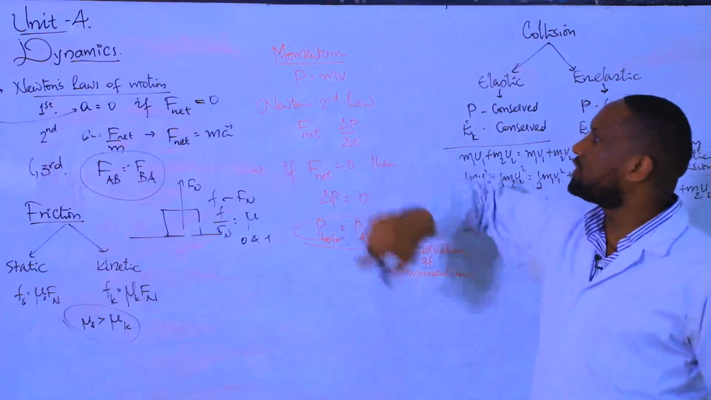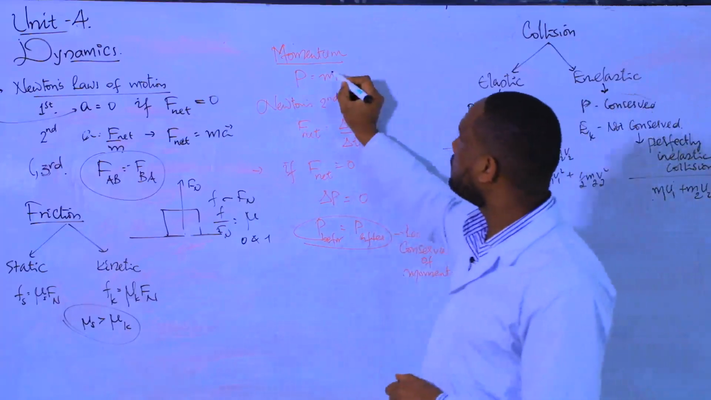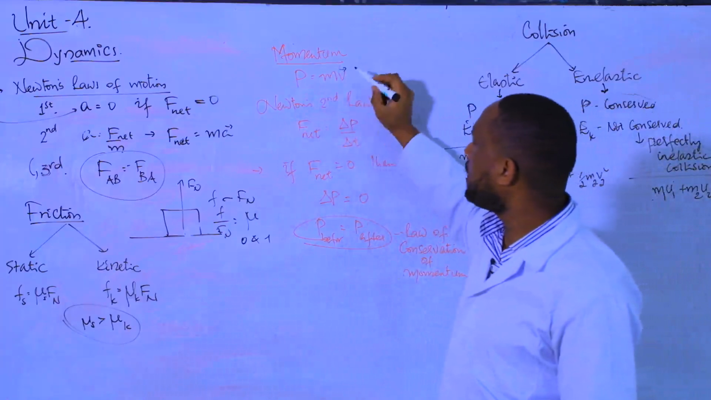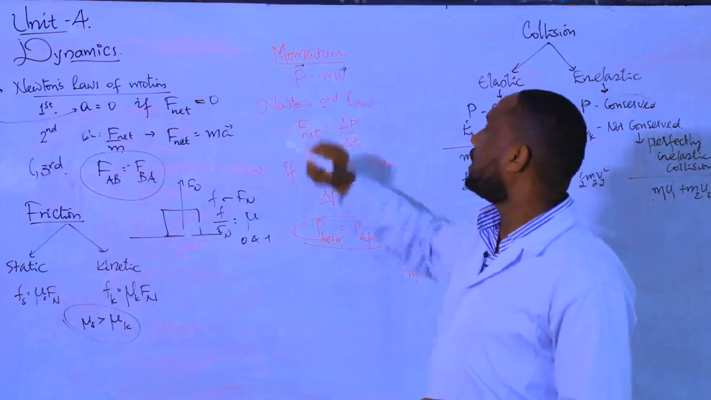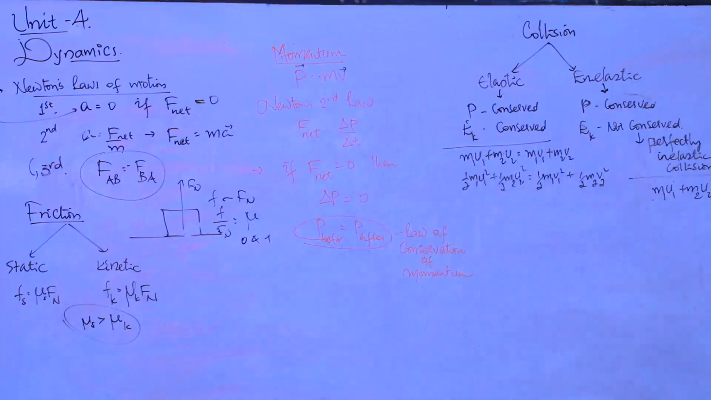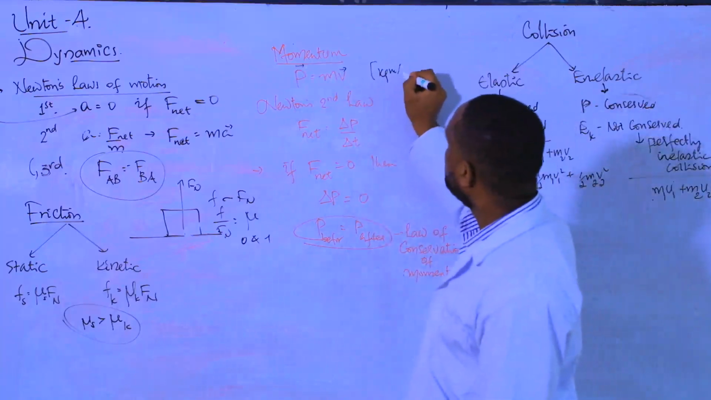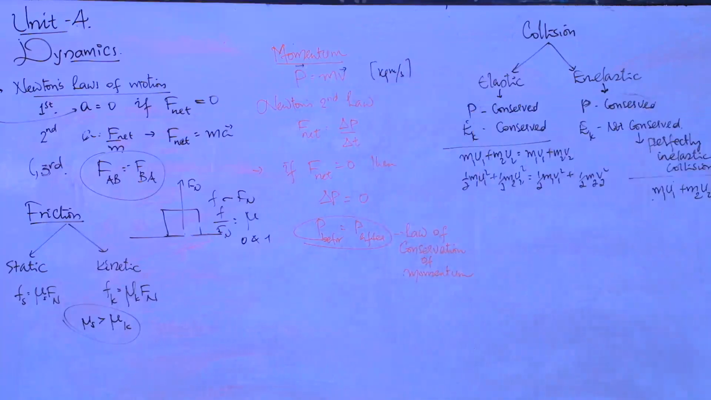So momentum is a vector quantity which is the product of mass times velocity. You know that a scalar mass multiplied by a vector velocity gives us another vector, which is momentum, with a unit of kilogram meter per second. Okay? So we can rewrite Newton's second law in terms of momentum.